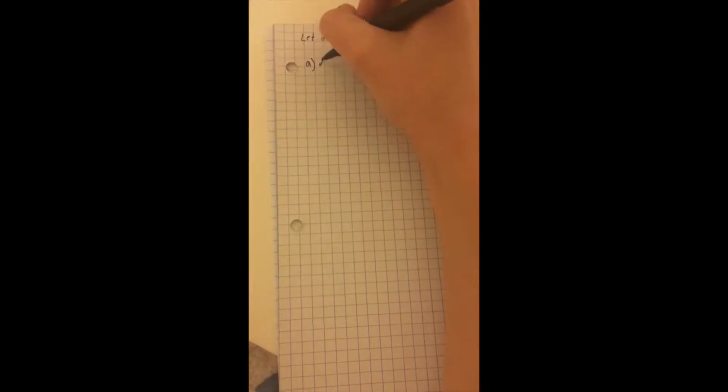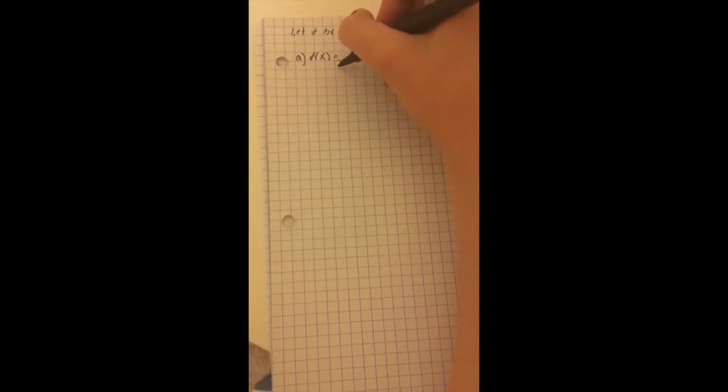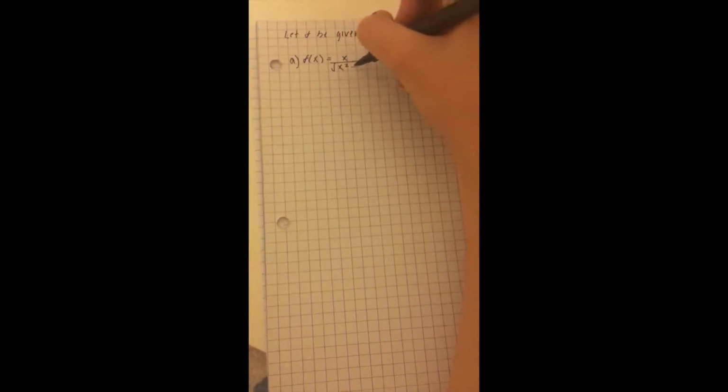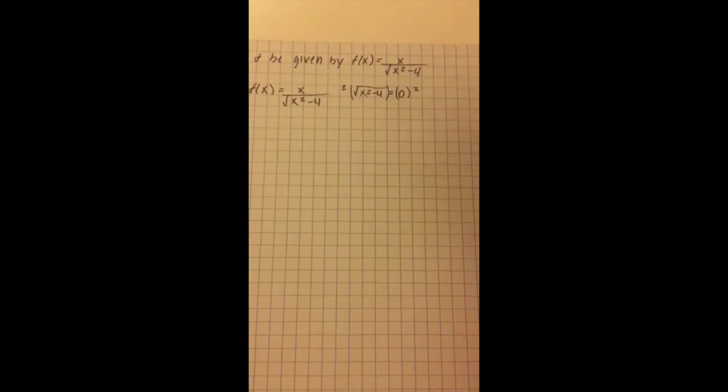Part A of the problem asks you to find the domain of the function. To find the domain of a function with a variable in the denominator, you must set the bottom equal to 0 and exclude the x value when you solve the equation. So the first step will be to set the square root of x squared minus 4 to 0, and then work to solve for x.